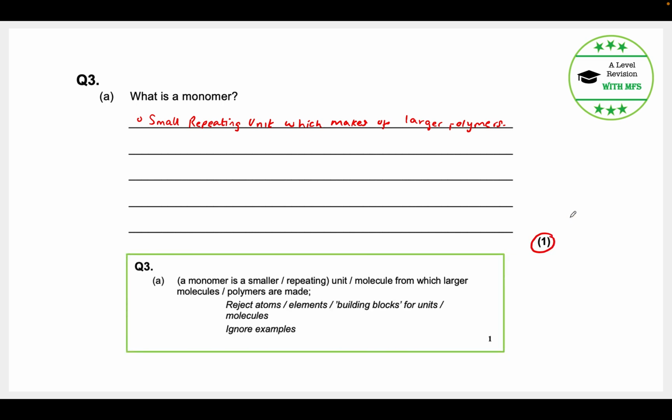So if I put the mark scheme up, so it's a small repeating unit which larger molecules are made from. Now it says reject atoms, elements, building blocks for units and molecules, and ignore any examples. So essentially what you need is this definition.